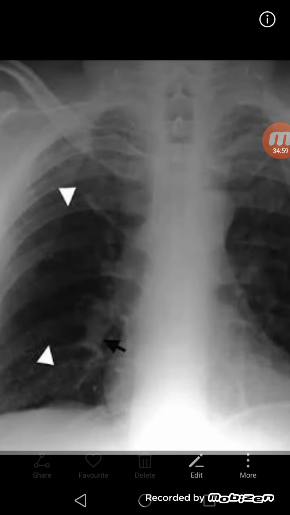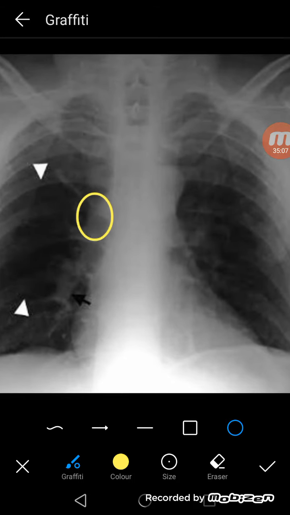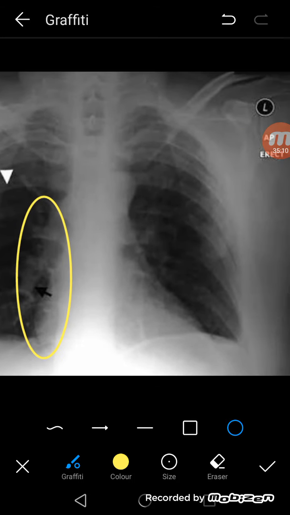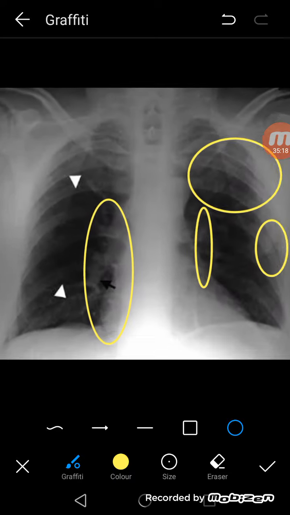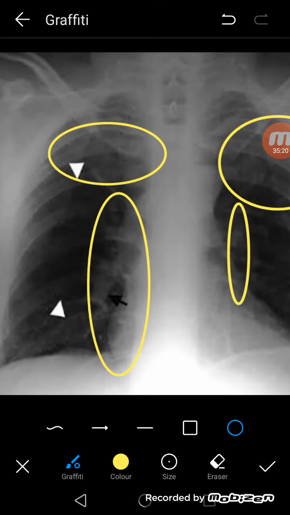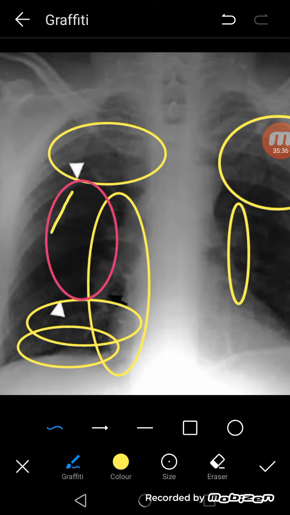This is one sign which is a little difficult to appreciate, but still you can see it. I'll encircle. In this region you can see the bronchovascular markings. Here also, and here in this region you can see them so nicely. Even in this region they are quite conspicuous. But only this particular area is devoid of most of the bronchovascular markings. It's a dark area.